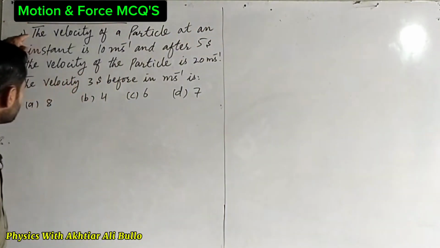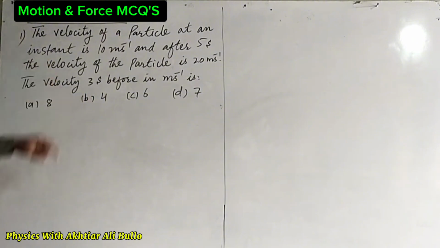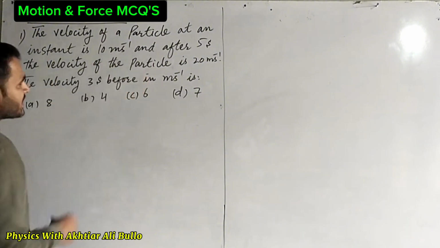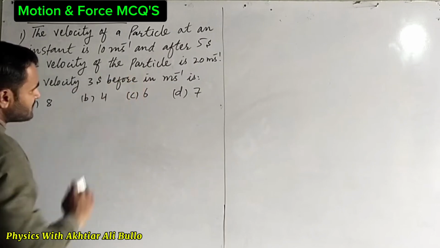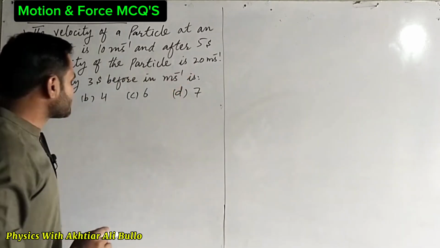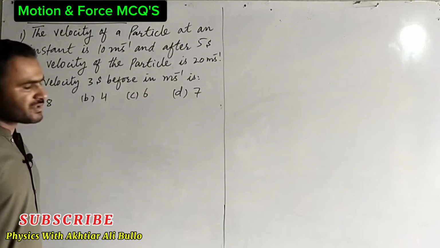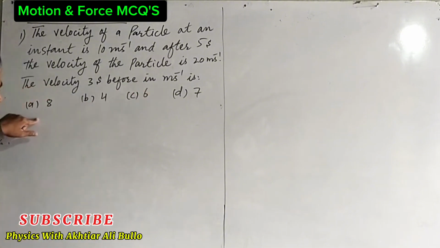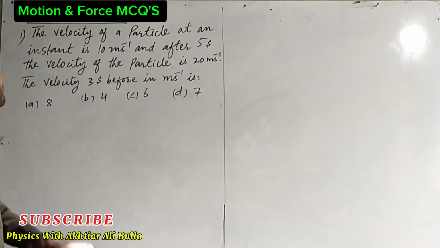The MCQ number 1 is: the velocity of a particle at an instant is 10 meters per second, and after 5 seconds the velocity of the particle is 20 meter per second. The velocity 3 seconds before in meter per second is A 8, B 4, C 6, D 7.